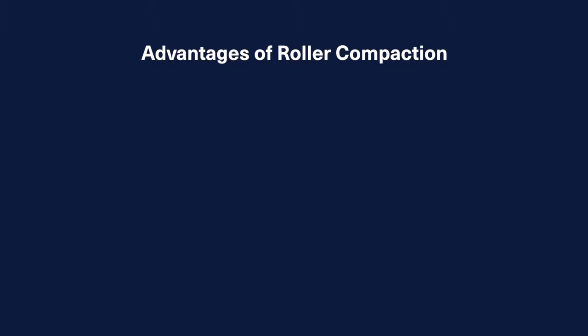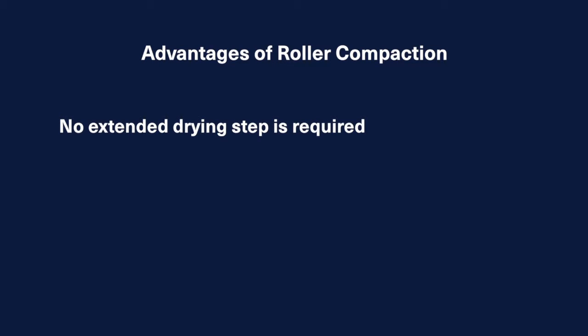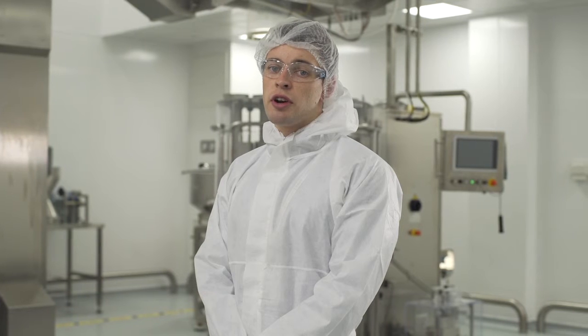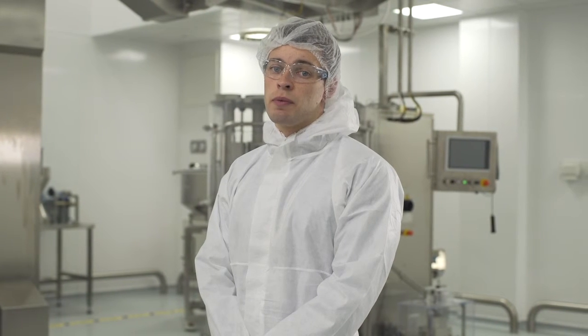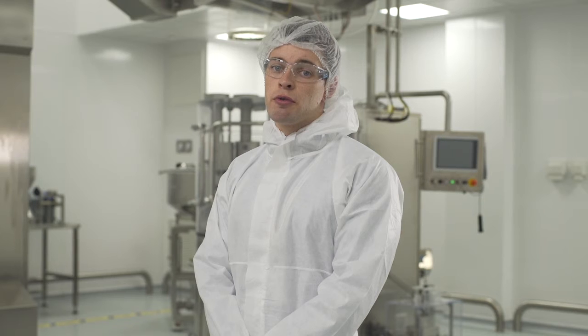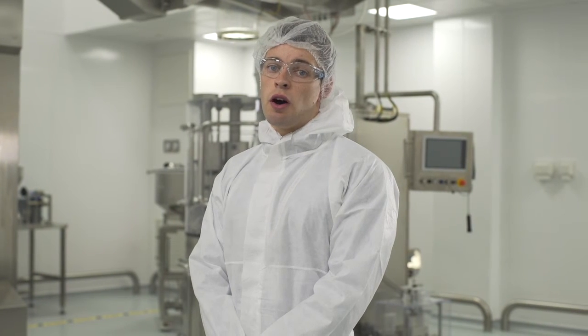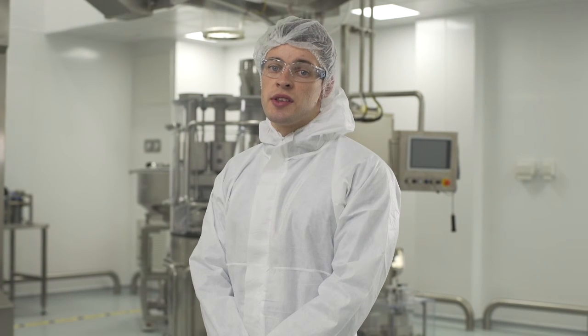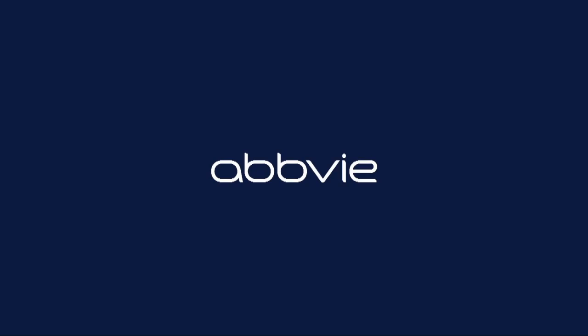The key advantage of roller compaction is that no extended drying step is required, as with wet granulation. Additionally, this technique can be used for moisture and temperature sensitive powders. Dry granulation has some disadvantages, however. For example, throughput rate is relatively slow. Also, the blend must be sufficiently flowable in the first instance to ensure consistent feeding to the compression rollers.